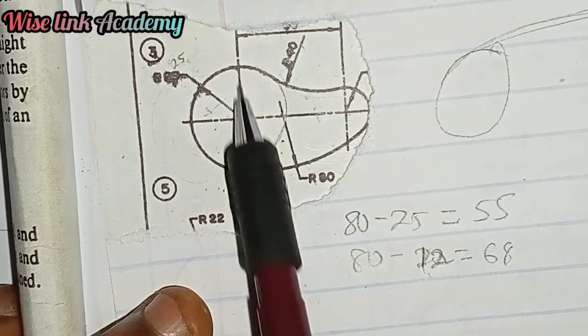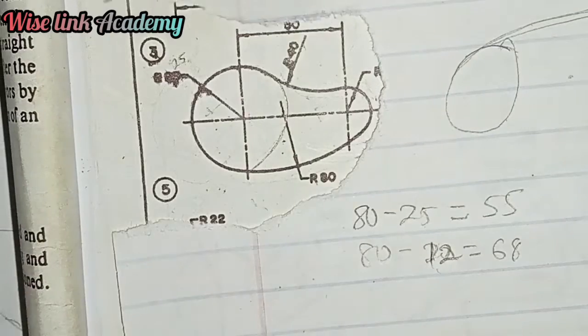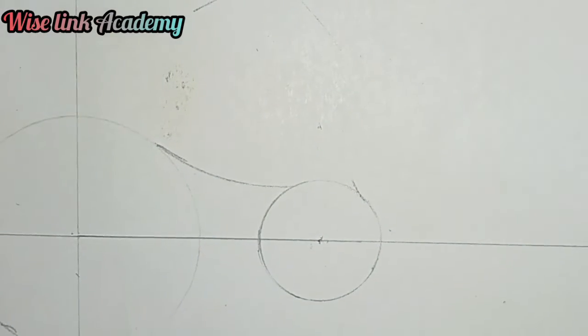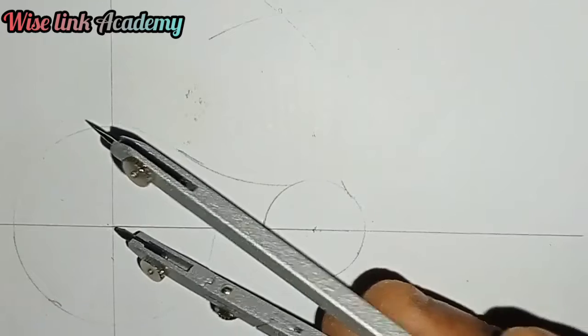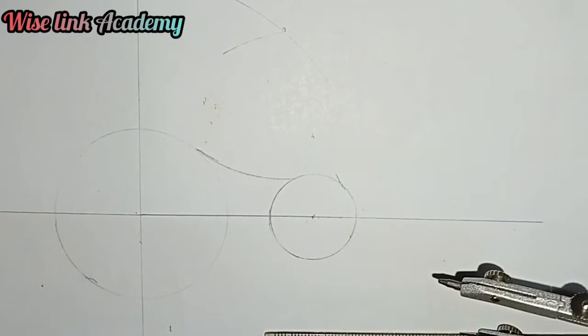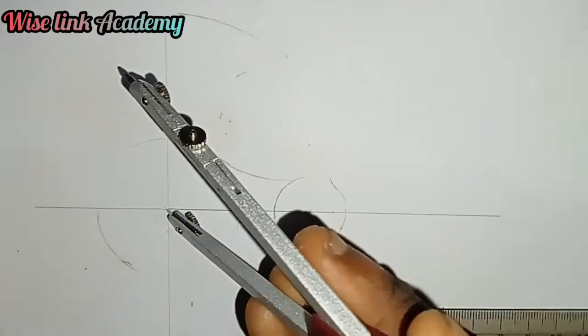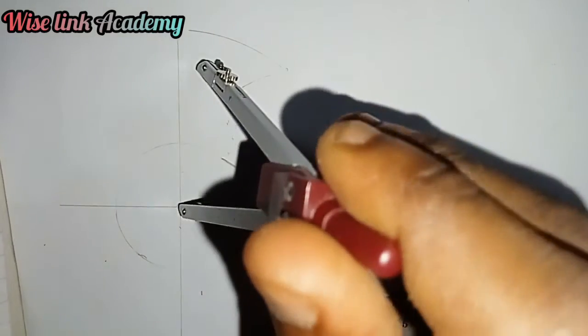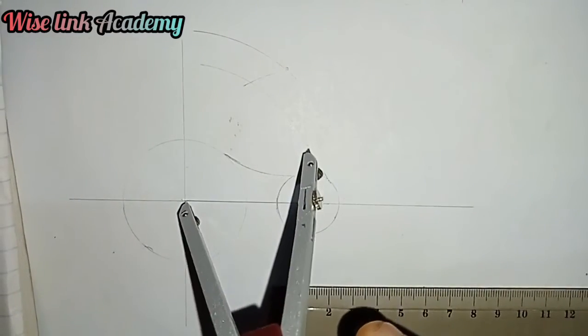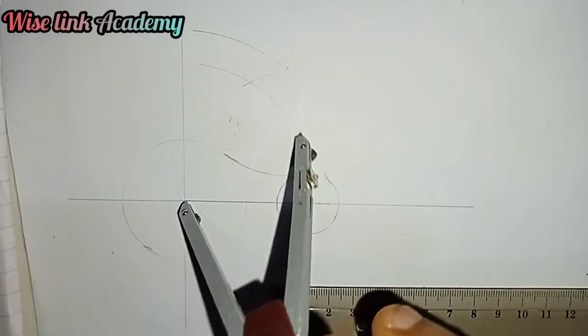So from this point here, you measure 55. From this point, you strike an arc upward. Let's do that. From this point here, measure 55 upward. 55 is from here to here. Strike an arc upward, a faint arc. You can see that it's a faint arc.